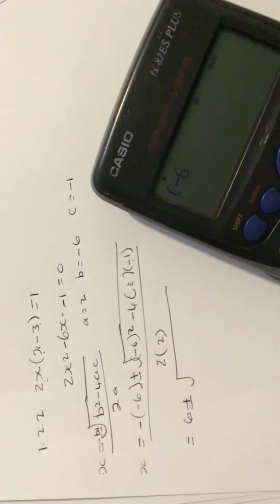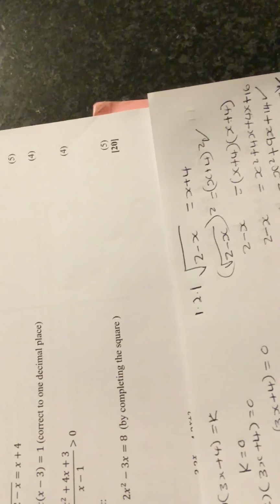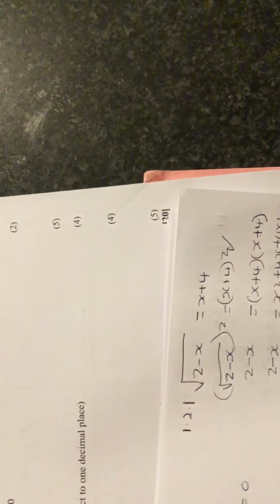Now we look into the next question, which deals with inequalities. Remember, with inequalities, which is 1.3, so you've got x squared plus 4x plus 3 over x minus 1.